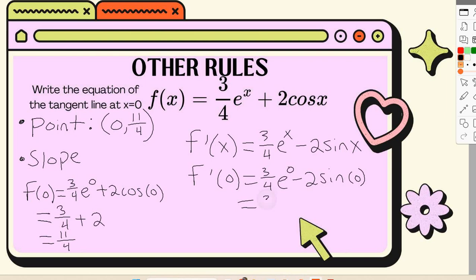So again, e to the 0 is just 1. What is sine of 0? 0. Yeah. So we just get 3/4. So we would have y minus 11/4 equals 3/4 times x minus 0. So just 3/4 x. Yes, no, maybe. What questions do we have there? So this would be our final answer.